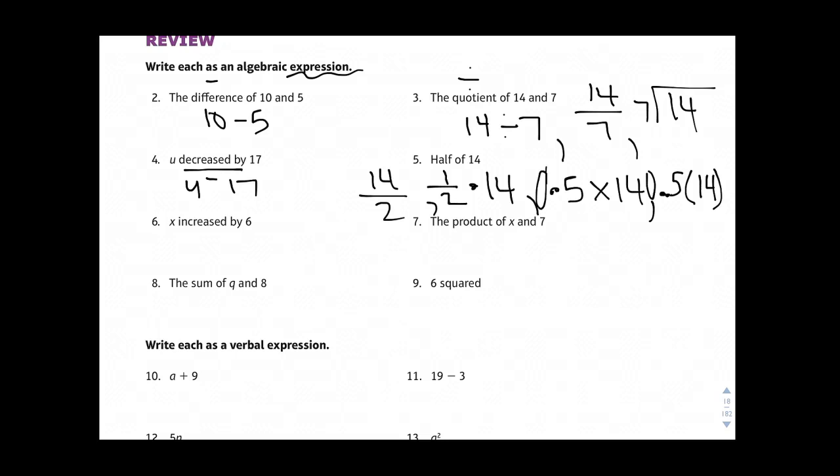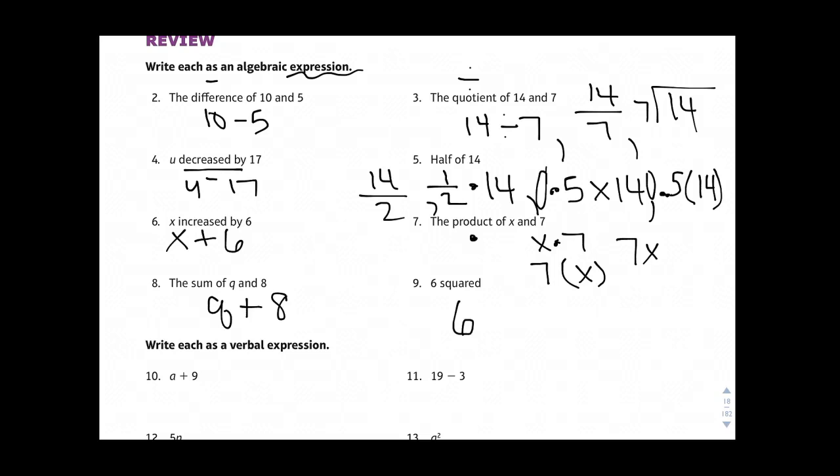x increased by 6. So increased by means going up. This is addition. So I get x plus 6. The product of x and 7, that word product means multiply. So you're looking for that multiplication sign. So x times 7, we can write it as 7x. We could just write it as 7x without the parenthesis this time because it's a variable. So lots of different ways again. The sum of q and 8, q plus 8, because sum means plus, it means add.